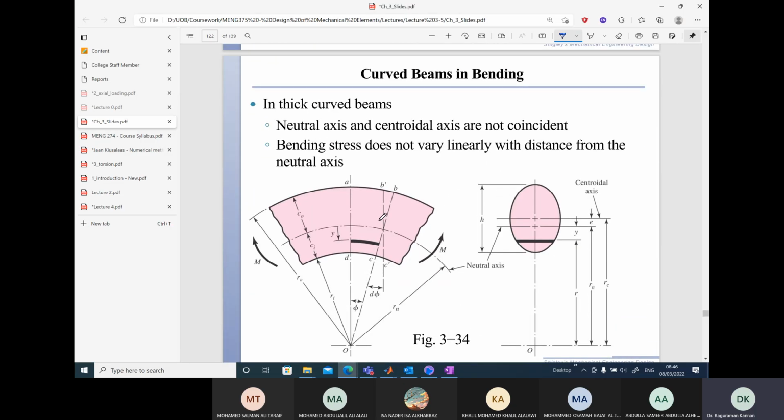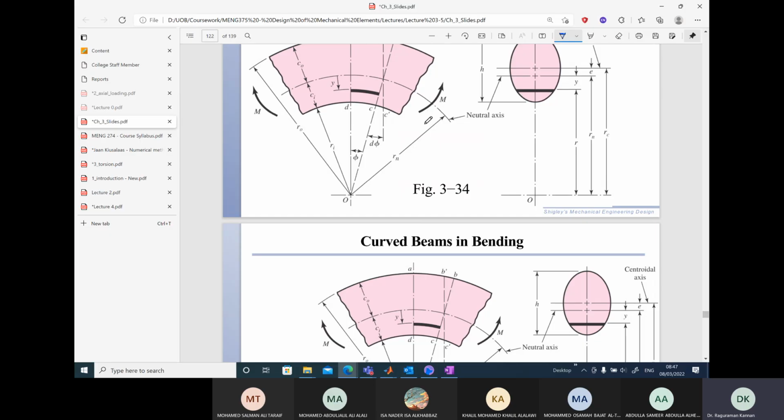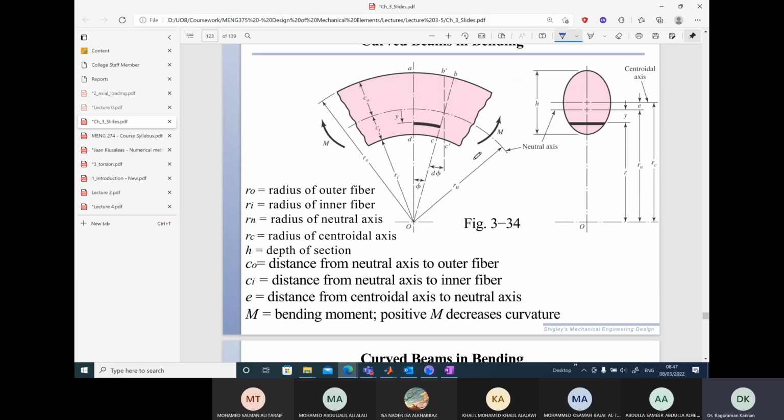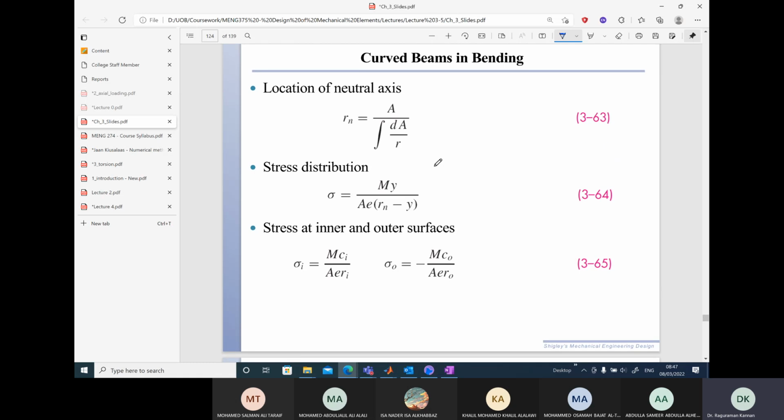For curved beams, until now what we have seen for straight beams is the formula for stresses. For curved beams, we did not see any formula. You cannot apply the formula we have seen before to curved beams. In the case of curved beams, the formula to be used for normal stress, especially when you apply a bending moment, is given by this formula: M times y over A e (Rn minus y). So what is this formula?